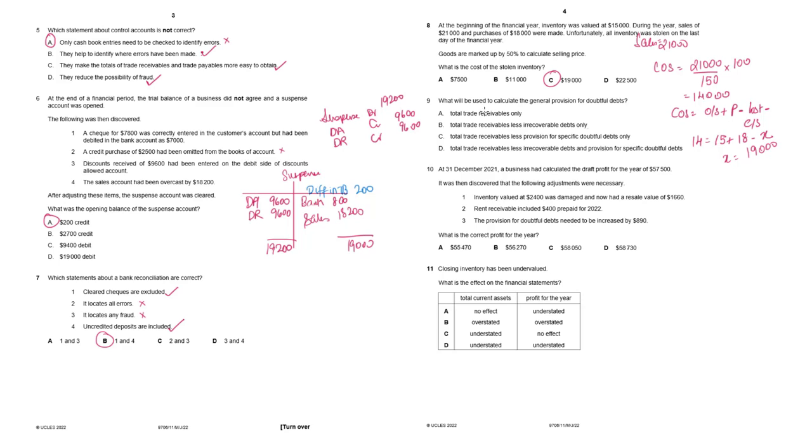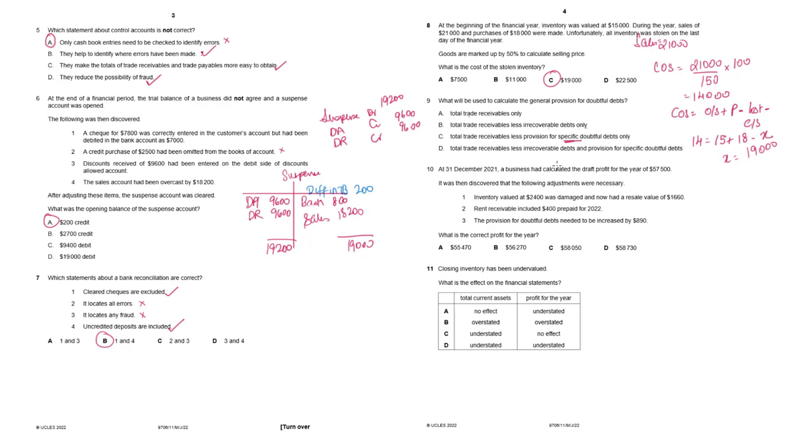Ninth, what will be used to calculate the general provision for doubtful debts? Total trade receivables only, fine. Total trade receivables less any irrecoverable debts. Okay, so this is even better than A, because bad debts, whatever has happened during that, have to be deducted. Then you can calculate your doubtful debts. C, total trade receivables less provision for specific doubtful debts.